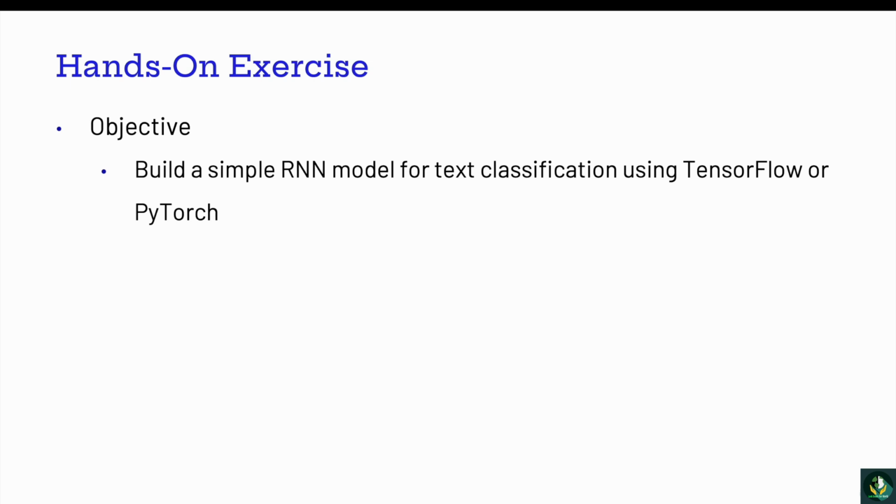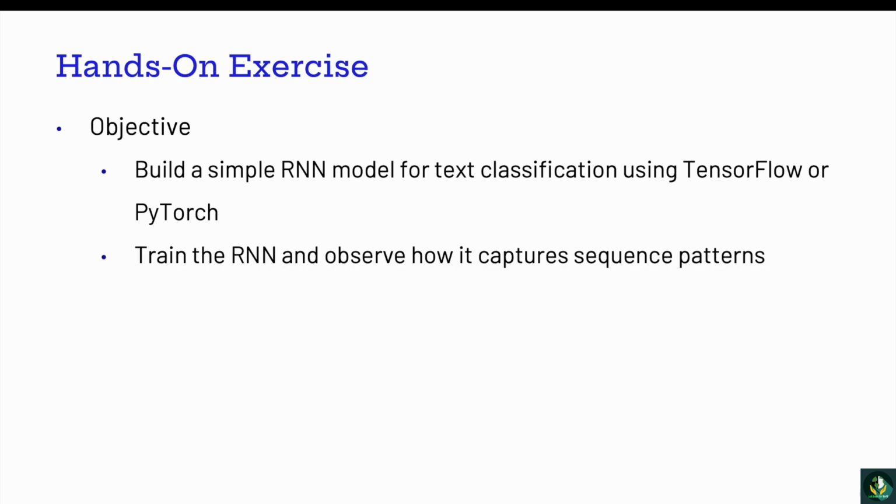We're going to use both, and then train the RNN and observe how it captures sequence patterns. We'll be using the IMDb movie reviews dataset for sentiment analysis. That's what we did in yesterday's video too. I'm not going to go into complete details of each and every line, but just roughly over what I'm doing. You can follow along and code with me for this particular exercise.